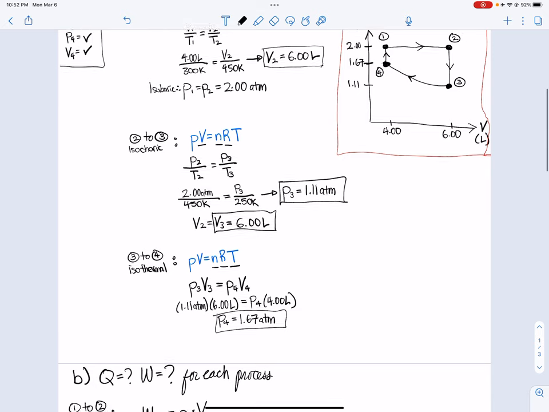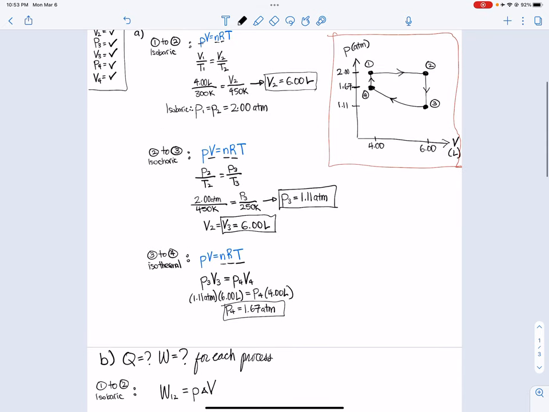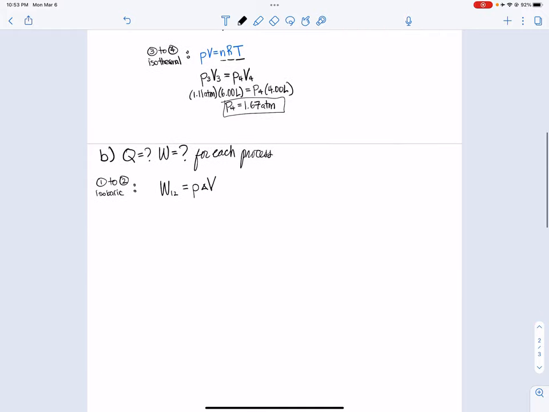But you know what? I don't want to use... if I do that, it would be 2 ATM multiplied by 6 liters minus 4 liters, which is 2 liters. So it would be 2 ATM times 2 liters, which is not the units I want for work. So I'm going to do a little trick, okay?